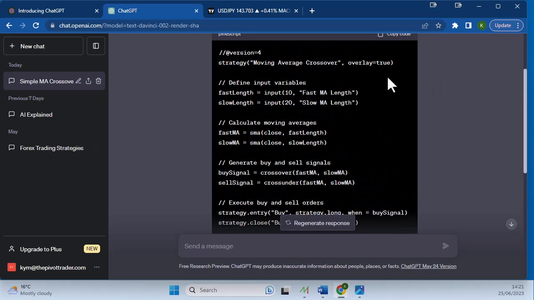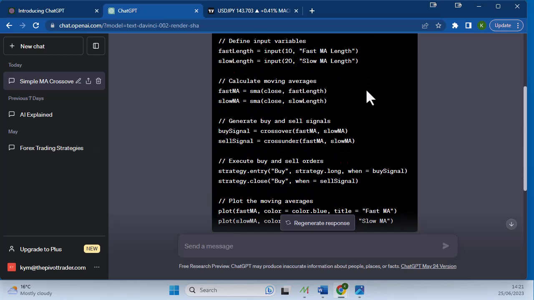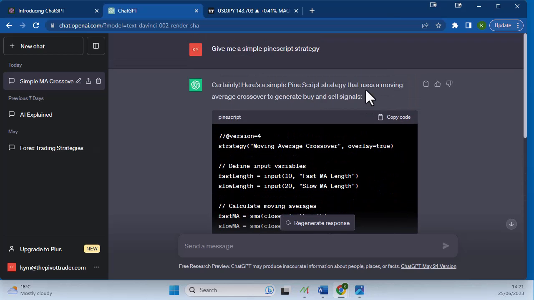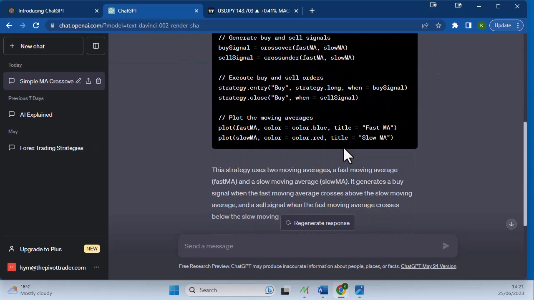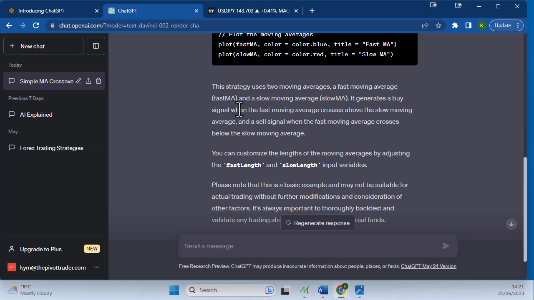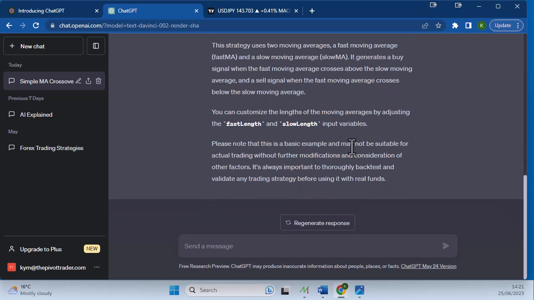But what it's given me is a moving average crossover. It's a strategy. It isn't going to be massively successful. I've just asked for a simple Pine script strategy, though. And that's what I've got at the moment, is a simple Pine script strategy. So it's moving average crossovers. And it's telling me at the bottom here what it is. Now, very, very simple.